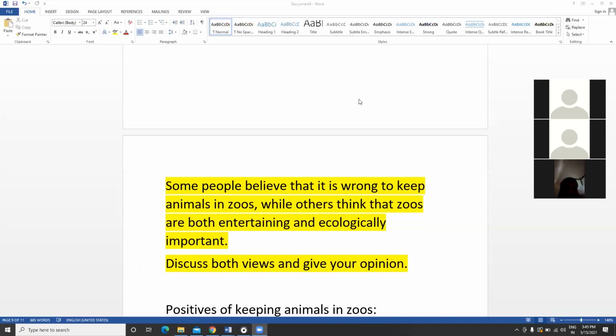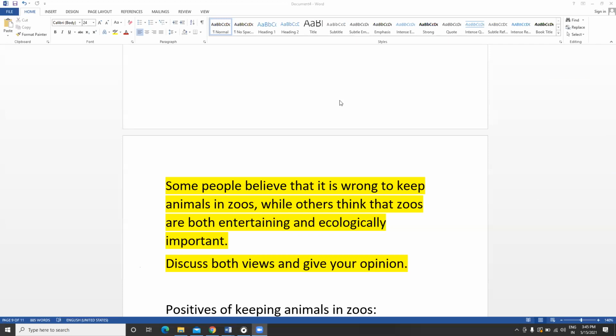If you want, you can do one thing: you can include your opinion in one of those body paragraphs, make a separate one, or you can write more positive aspects if you're on the positive side, or negative aspects if you're on the negative side. So just think and let me know in the comment section what your opinion is. First, I've read the question. Some people believe that it is wrong to keep animals in zoos. Others think zoos are both entertaining and ecologically important.